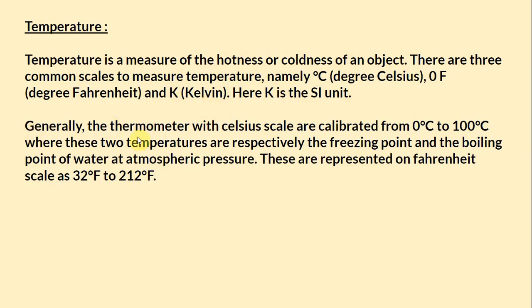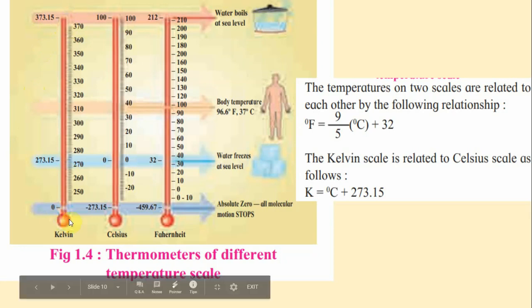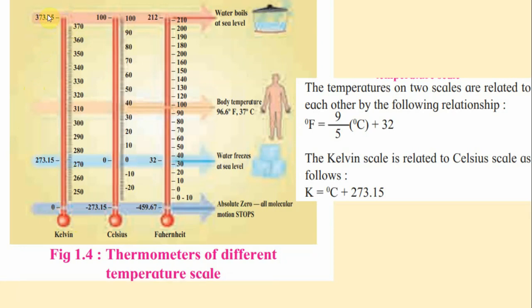Generally, thermometers with the Celsius scale are calibrated from 0 degree Celsius to 100 degree Celsius, where these two temperatures are respectively the freezing point and the boiling point of water at atmospheric pressure. These are represented on the Fahrenheit scale as 32 degrees Fahrenheit to 212 degrees Fahrenheit. Let us look at one diagram here, in Kelvin, 0 to 373.15.